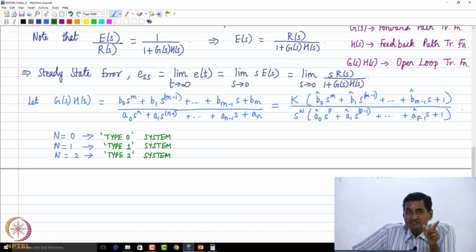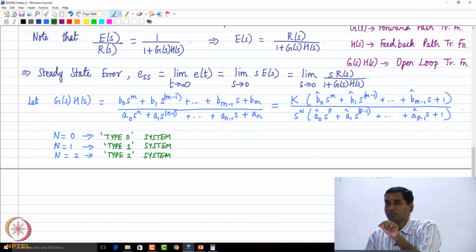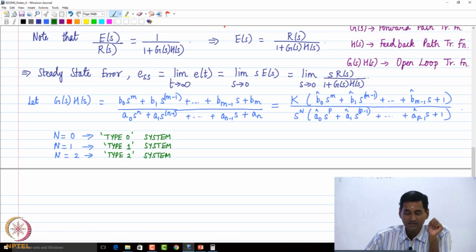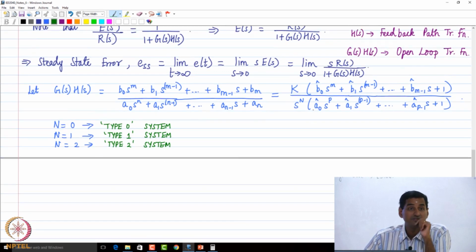What is the transfer function of an integral controller? Ki divided by S. If you use Ki divided by S in our open loop transfer function, I automatically have an S in the open loop transfer function denominator. So I automatically get a type 1 system. I am just giving an example. Please remember this. That's the terminology which we use.